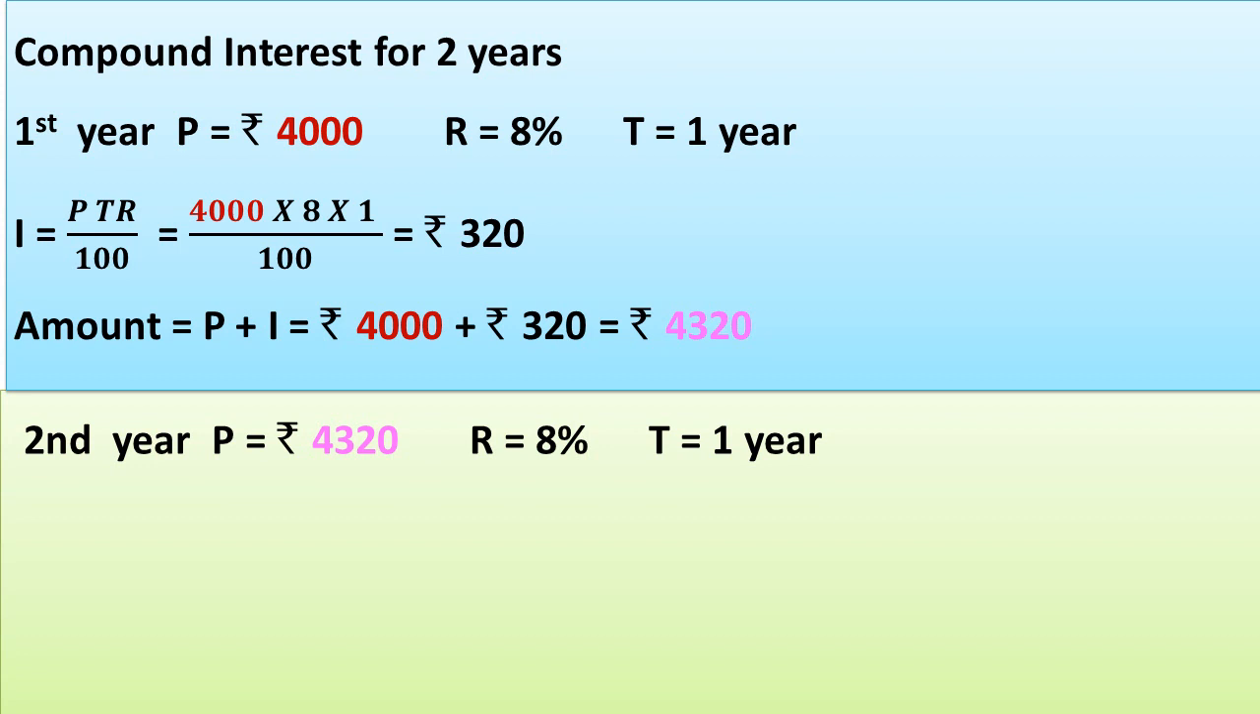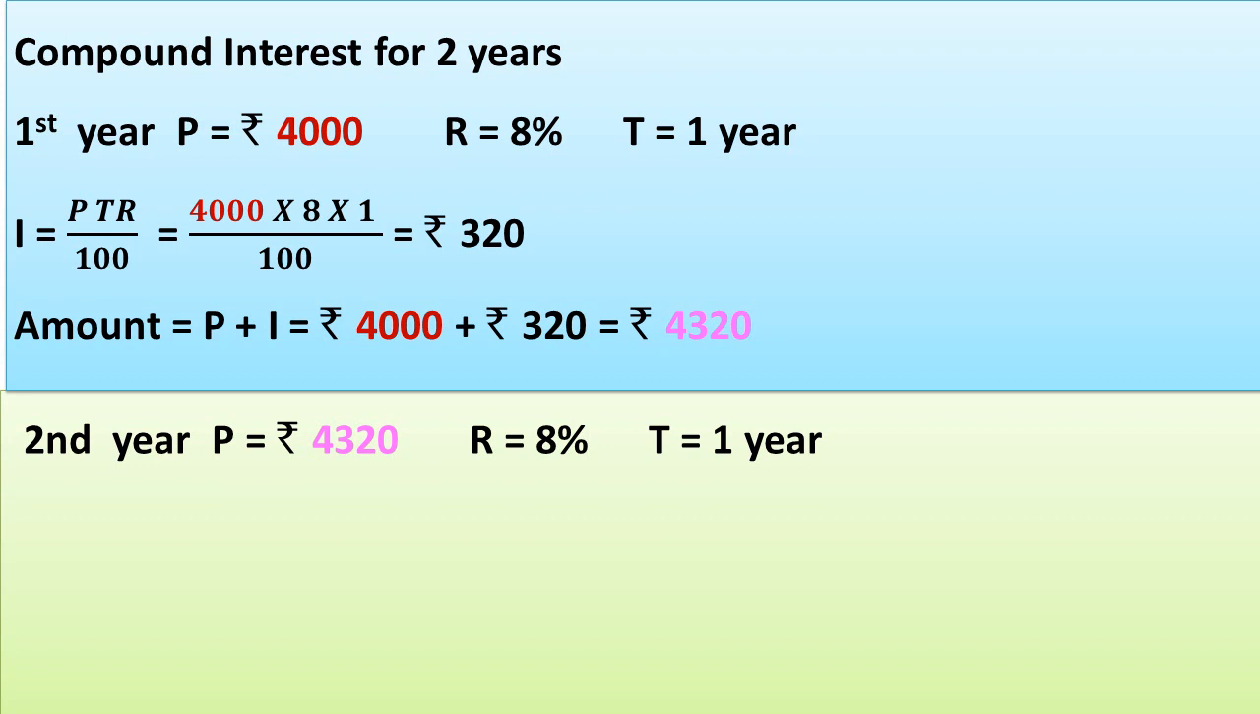We have solved many problems of exercise 2a based on this method. That is, whenever we have to calculate compound interest for 2 years, 3 years, first we have to calculate the compound interest for the first year. And the amount we obtain at the end of the first year should be considered as the principal for the second year.